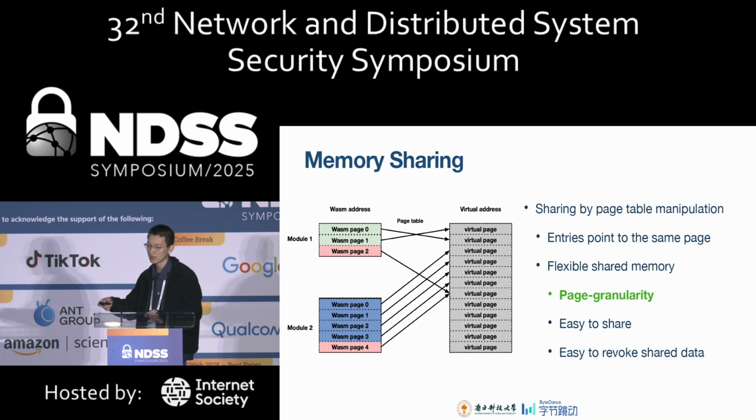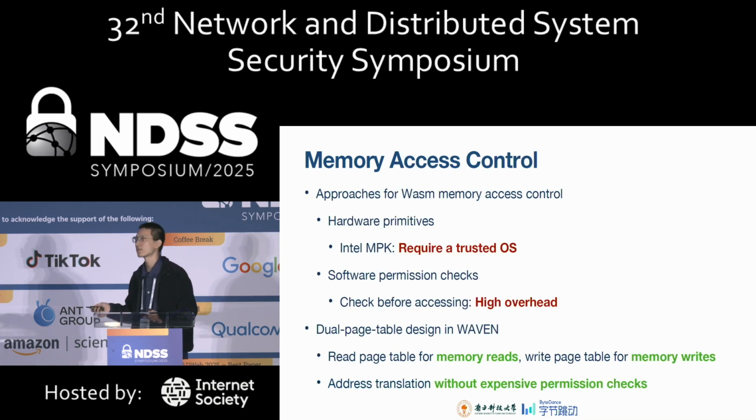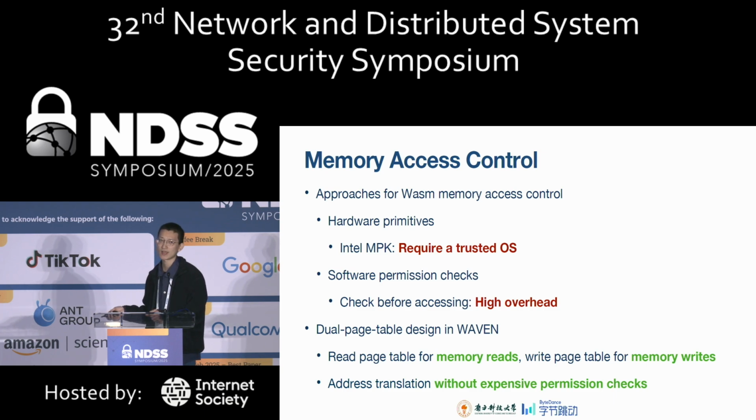For example, in here, Wasm page 2 of module 1 and Wasm page 4 of module 2 point to the same virtual page, so they can share data. To enforce memory access control in a Wasm runtime, we can rely either on hardware primitives like MPK or on software permission checks. But these two approaches are not satisfactory for in-enclave usage.